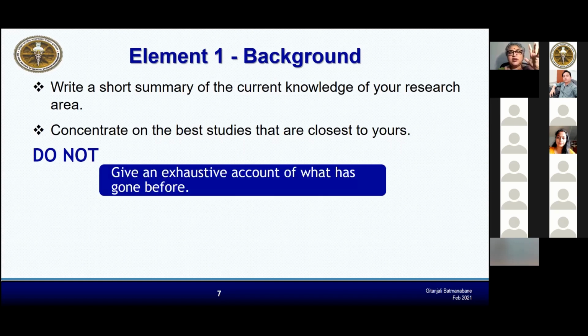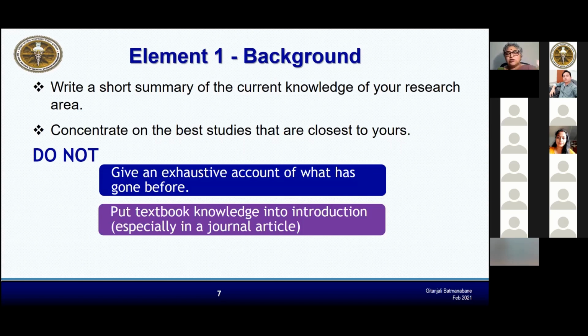But don't give an exhaustive account of what has gone on before. This is something which we often do, where in detail we tell what has happened before. That you can save for your review of literature. It is also not necessary to put textbook knowledge into the introduction, especially in a journal article. In a thesis, you don't have to be that rigid about it. You can put textbook knowledge, but in a journal article, don't put textbook knowledge into the introduction.